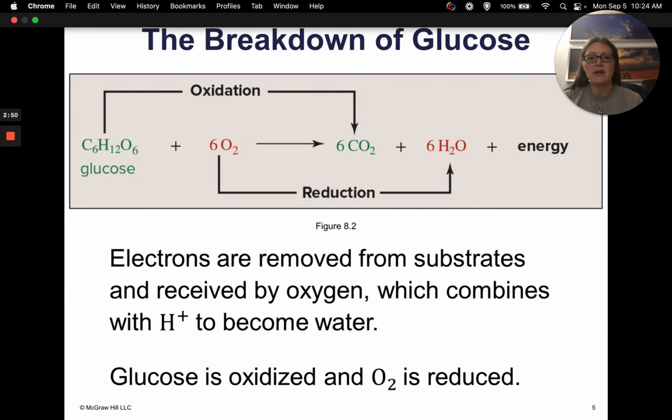All right, so the breakdown of glucose, we've got our redox reactions again. Here's our oxidation. Glucose gets oxidized into carbon dioxide, and then we have the reduction of oxygen getting reduced into that water molecule. So everything has a place. We have the same amount on this side and the same amount on that side. Nothing is lost. And energy is going to be the end product of this.